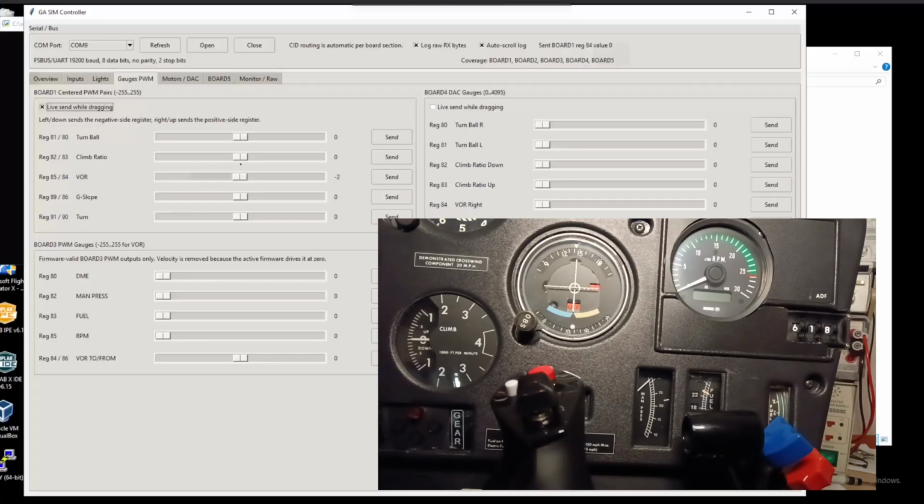So it works. Then let's try the glide slope up and the glide slope down. Let's also put it back to 0. Let's also try the VOR to and from. So we have the to, we also have the from.